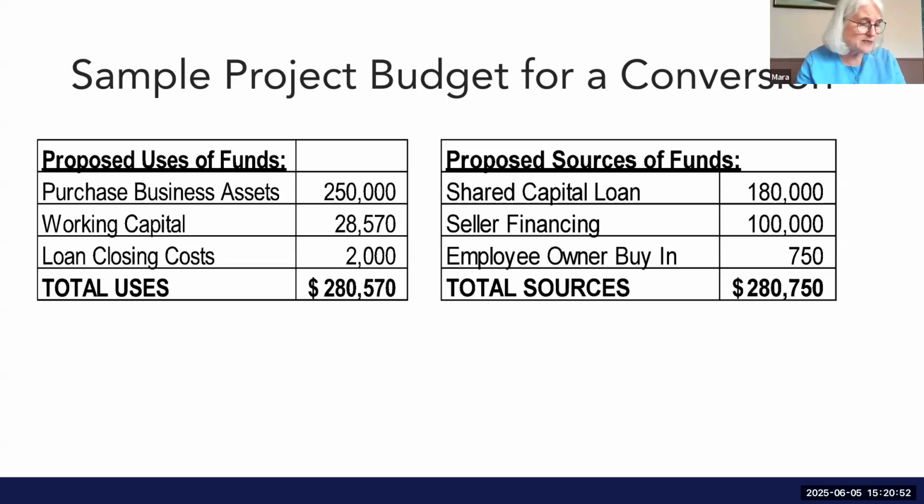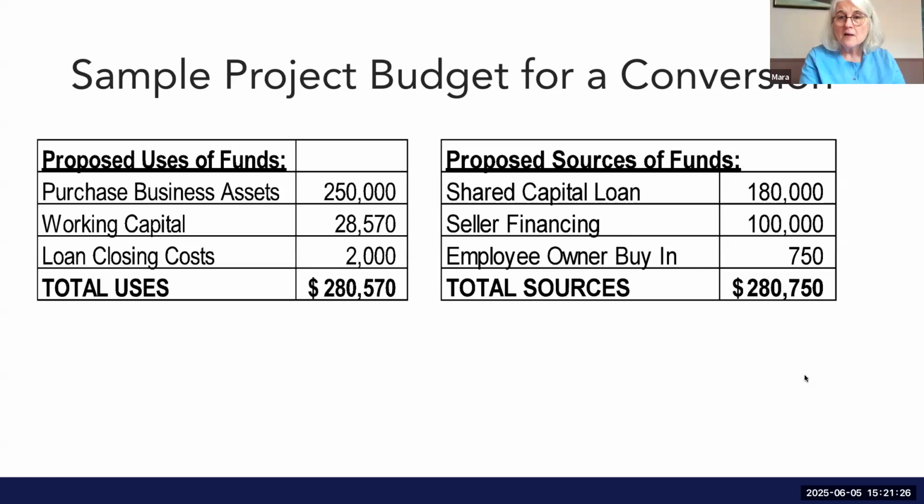It all depends on what is negotiated. But the seller financing also gives some confidence to that first lender, shared capital in this sense, because the seller is standing behind that purchase price, because the new co-op has to be able to pay the first loan, the shared capital loan in this case, as well as the seller financing. And the seller is saying that he has confidence, or they have confidence, that the new owner can do that. So again, our sources and uses of funds match.